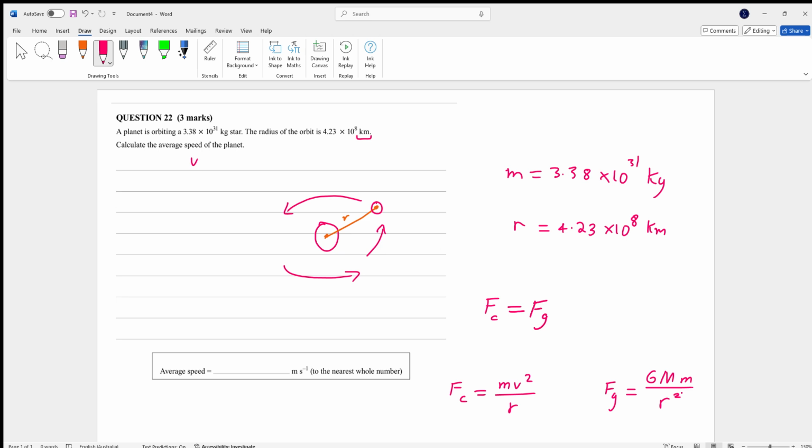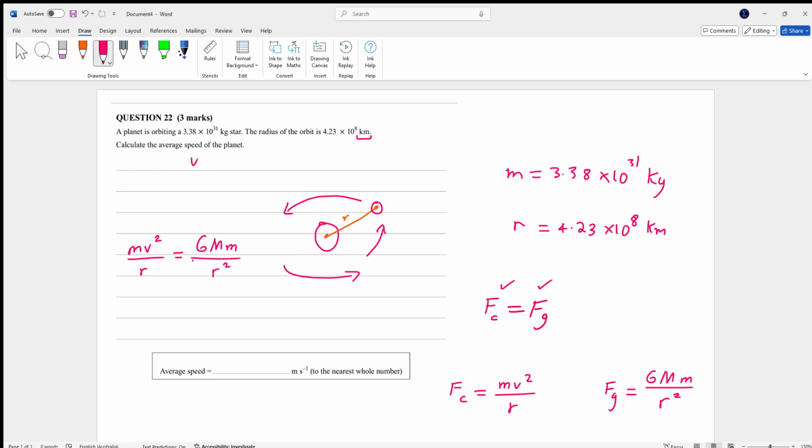Now, in this situation here, because they're equivalent, because we can assume it's a circular path and the centrifugal force will be in the same direction as the gravitational force, we can equate these two formulas together, which allows us to get this. Mass times velocity squared over the distance between them is equal to this guy here. Now here's the good thing.